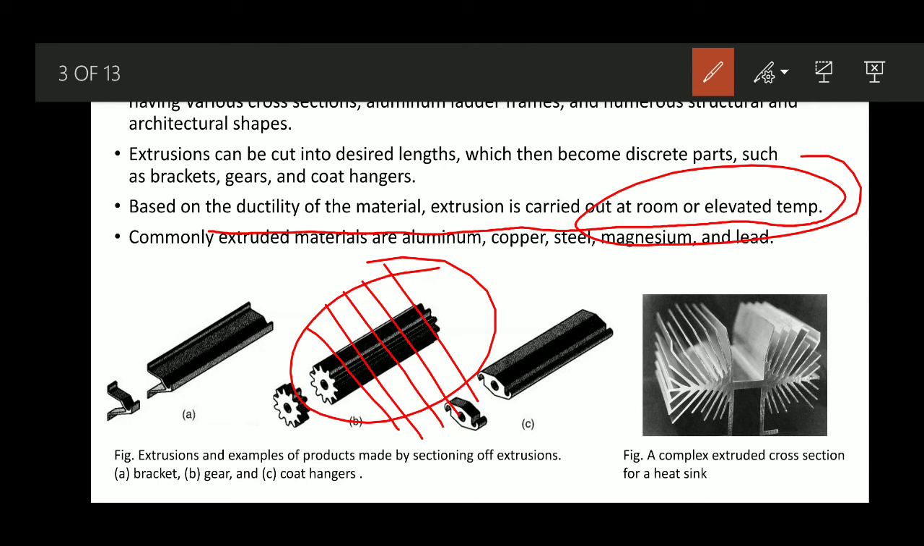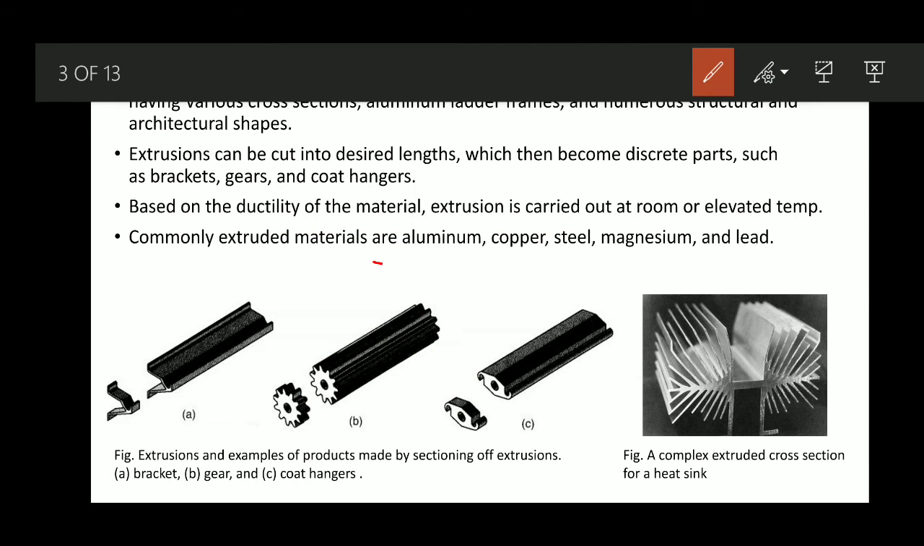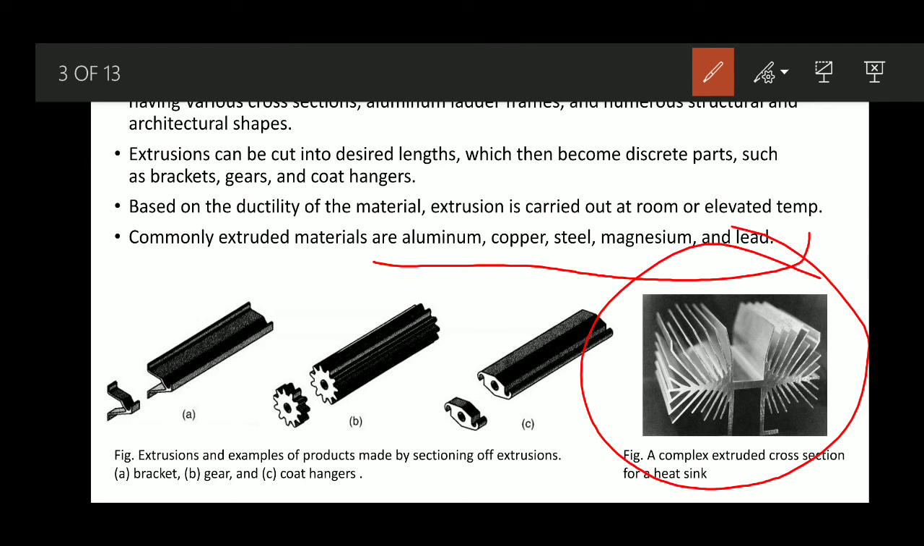Based on the ductility of the metal, extrusion can be carried out at room temperature or elevated temperature. It's very evident that if the ductility is more, then it is possible to go for cold extrusion, that is, at room temperature. In most of the cases, the billet is generally heated. Most of the common metals like aluminum, copper, steel, magnesium, etc., are generally extruded. In this figure you can see, as we have already discussed, different shapes. Even complex shapes can be very easily extruded.